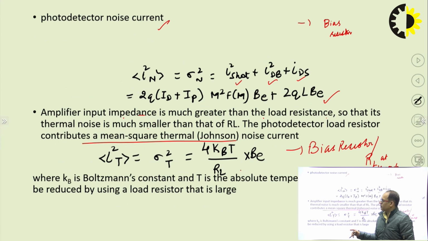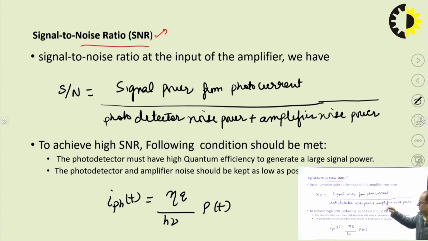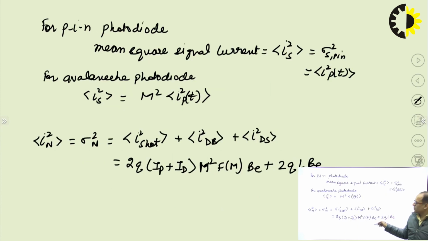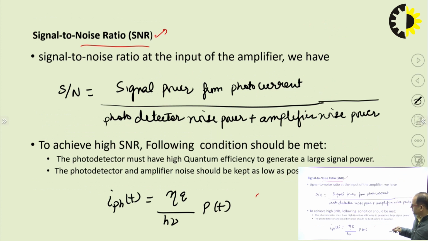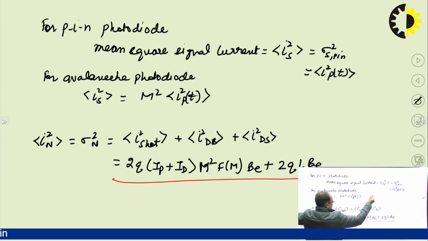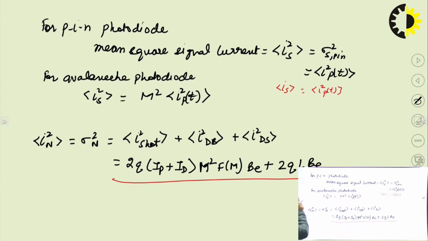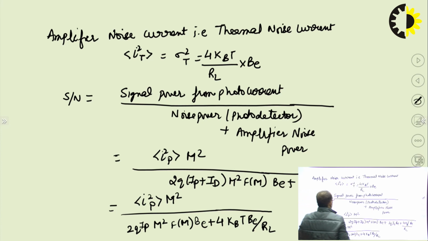So the next one is an important parameter for determining the performance of the photodetector. This is the SNR. This SNR is equal to signal power divided by the total noise power, which I have already discussed. For the PIN case, the signal output power is equal to what? I squared, the root mean square value of IP, the primary current. But for the avalanche case, it is multiplied by M squared, its gain. Clear?